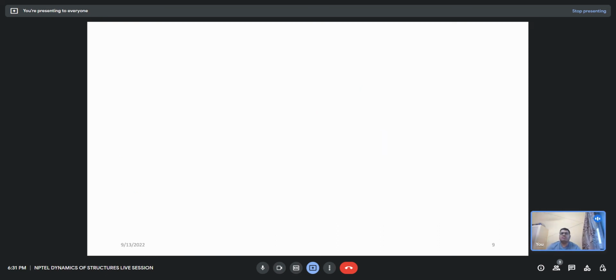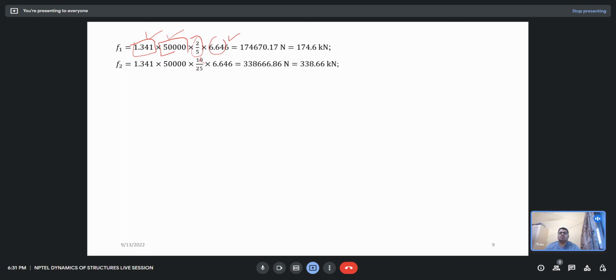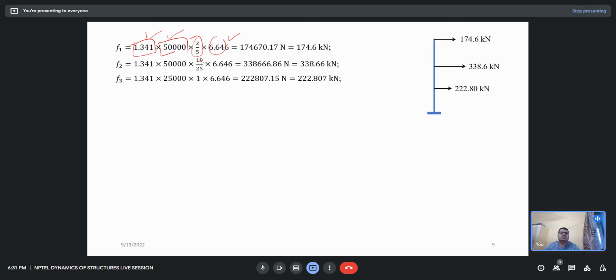Okay, so first calculate this one, f1. Gamma is the same for all three cases. The mass would be the same, only the shape function changes, that is the 2 by 5, and the acceleration is the same, 6.6. These three terms are the same, only this one changes. So f1 comes out to be 174.6 kilonewton, f2 comes out to be 338.66 kilonewton, and f3 comes out to be 222.807 kilonewton. These are my equivalent static forces.